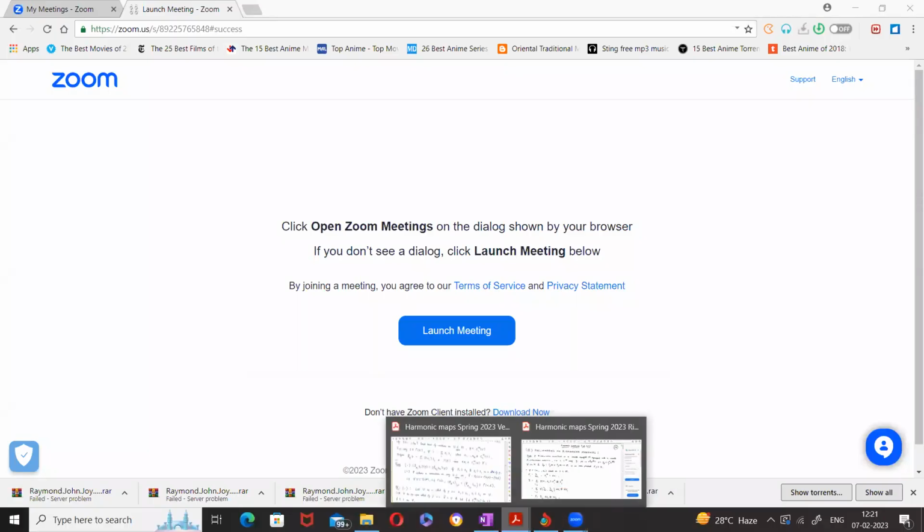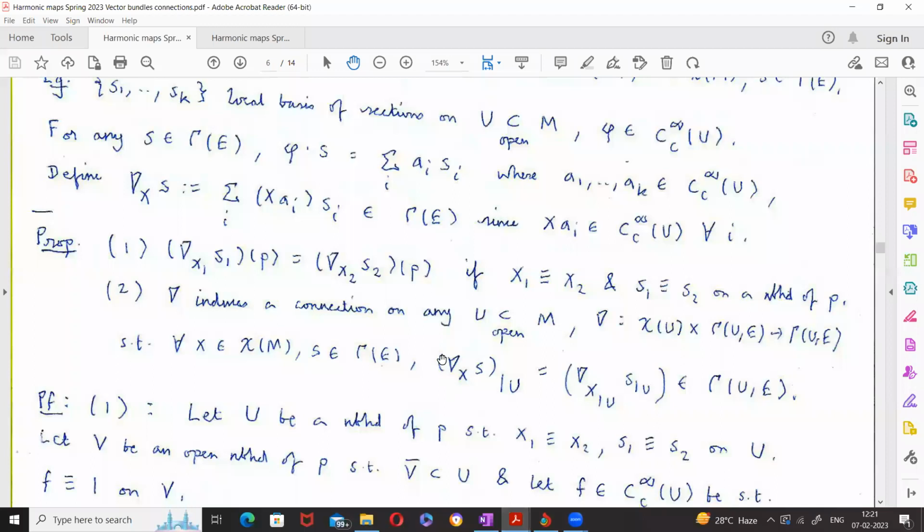All right. So this next proposition says that a connection is a local operator. So it only depends on the germs of the vector field and the section near a point P. And secondly, using the first part, you can see that a connection on M is going to induce a connection on any open set U in M. So that's going to be a map from vector fields on U, chi U, cross sections on U to sections on U. Okay.